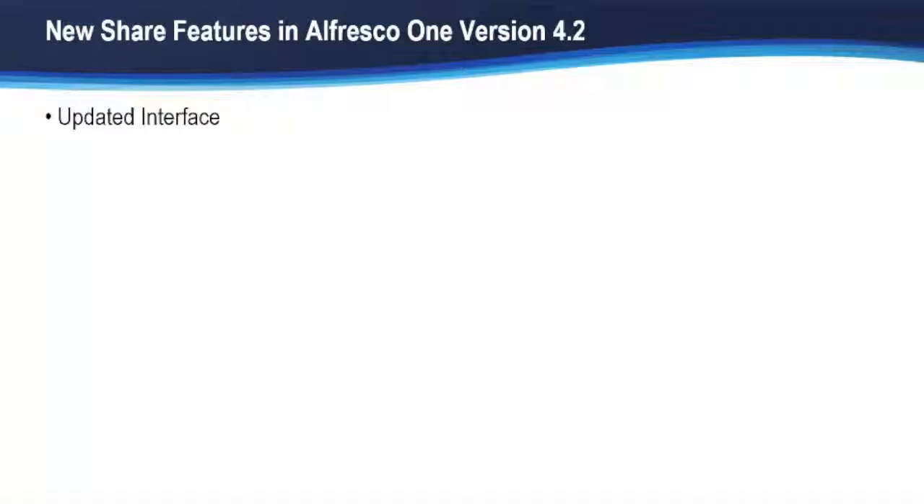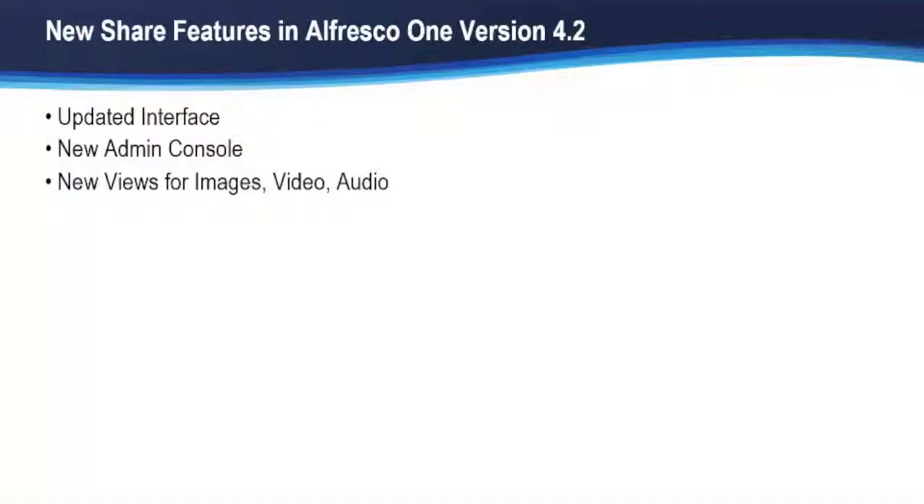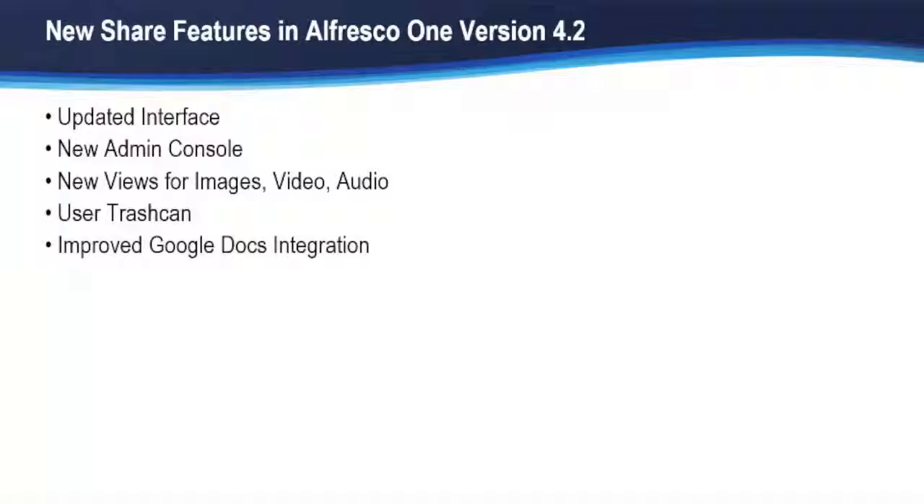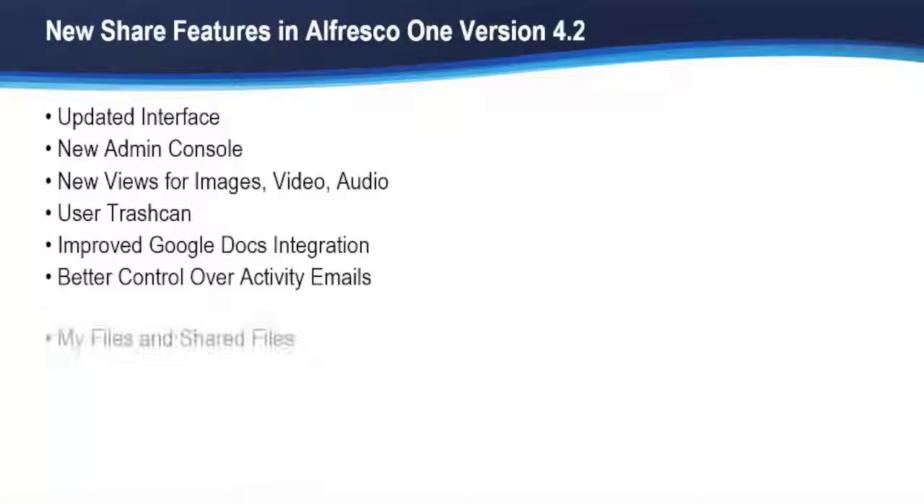So 4.2 has an updated interface for Alfresco Share. There's a whole new admin console. There are new views for images, video, and audio. The user trash can is now available in Alfresco Share. Google Doc integration has been improved for this release. There's also better control over how activity emails are received. And there's now the concept of My Files and Shared Files, and also a way to do quick share if you want to quickly share a file with somebody via email or social media link.